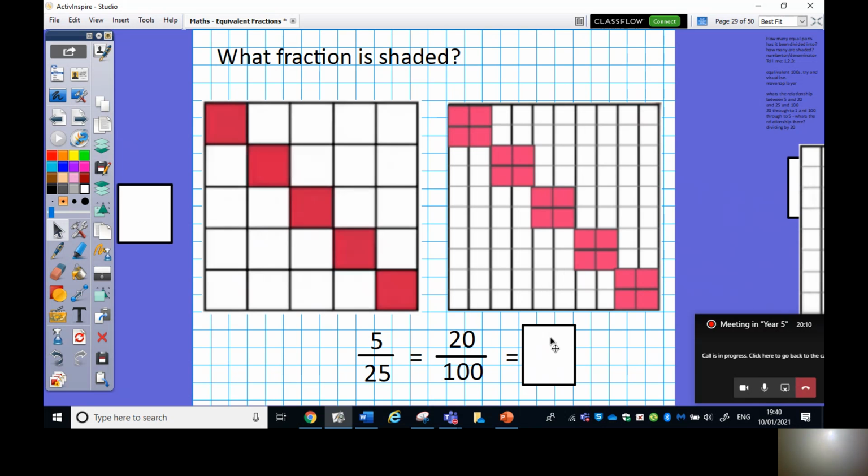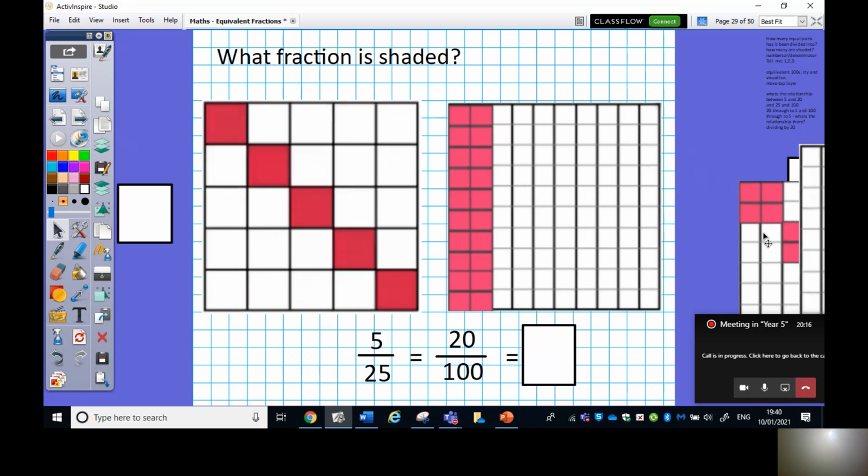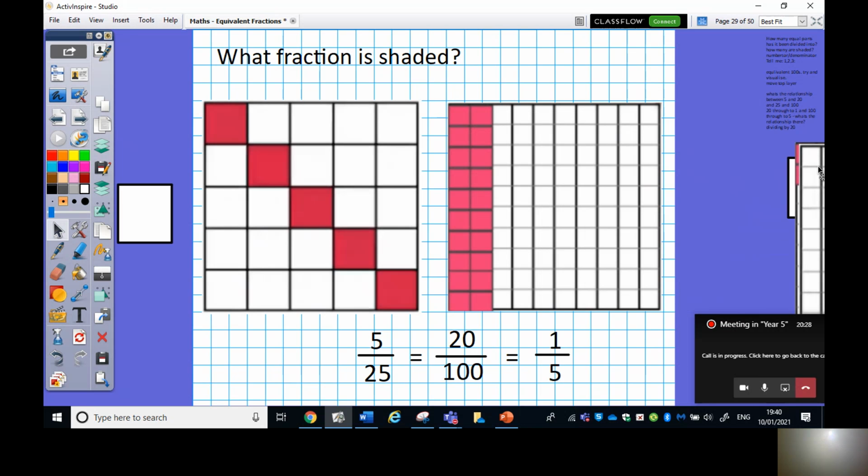Now, we can also rearrange them to look like this. What fraction of this square is shaded? Yeah, excellent. It is 1/5.